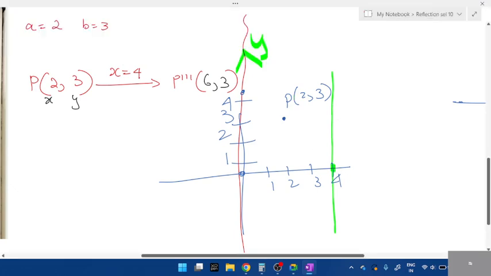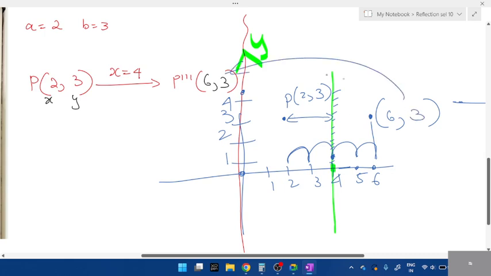Now, from this point to here is the mirror. What's the distance? How many points? You use a basic number line. 1, not 3. How come 3? 1, 2. And from here, how many positions do I have to move? 2. So this will be 5 and this will be 6. So the point lies somewhere here. What's the answer? 6 comma 3. Are we getting the same answer?